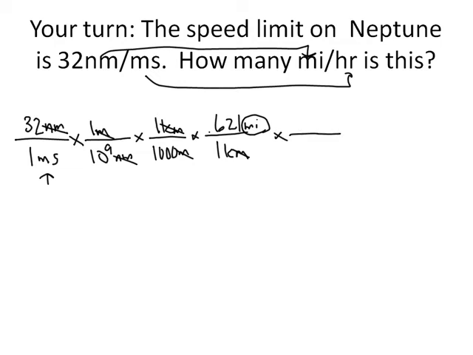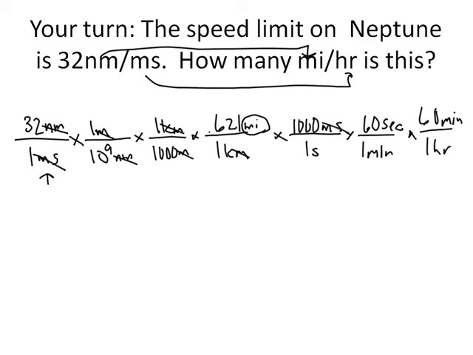Milliseconds, remember milli means 1,000, so I have 1,000 milliseconds in 1 second. I have 60 seconds in 1 minute, and 60 minutes in 1 hour. So check your units. Milliseconds is divided into milliseconds, which cancels. Seconds is divided into seconds, which cancels. And minutes is divided into minutes. And I'm left with hours in the denominator and miles in the numerator, which is what I wanted.